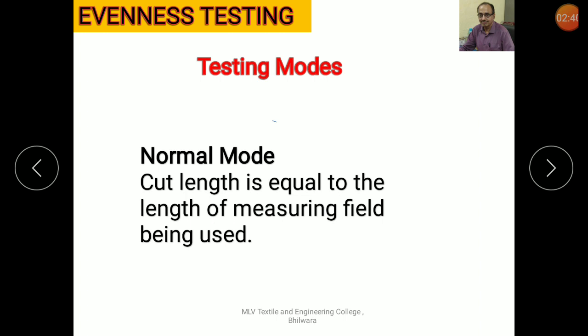Suppose you are measuring the irregularity U percent or CV percent of a sliver, in that case you are using a measuring field length of 20 mm. So the cut length is equal to 20 mm. So whatever material you are using, if you are working in normal mode, the cut length is always equal to the length of the measuring field that is being used. If you are testing the yarn, the cut length will be 8 mm irrespective of the speed with which you are working.